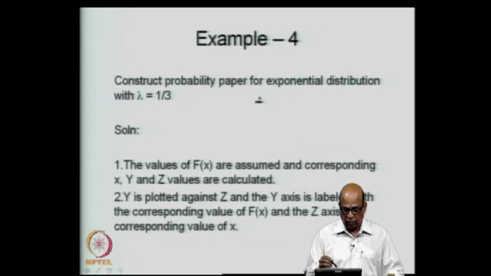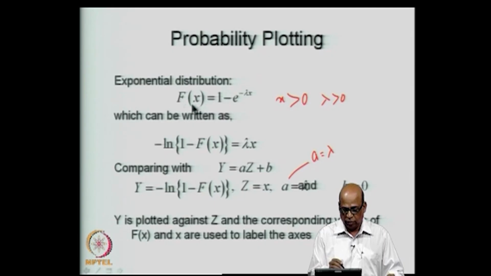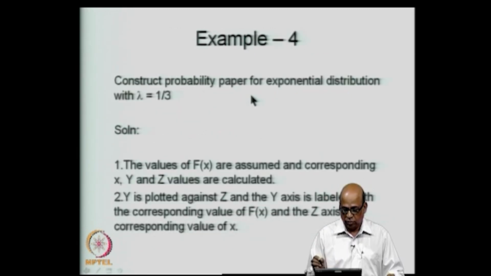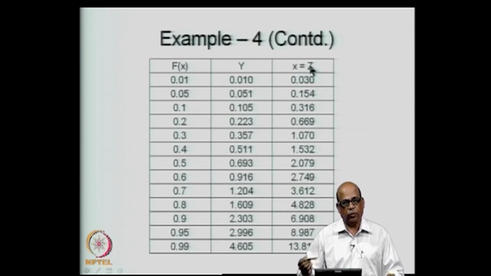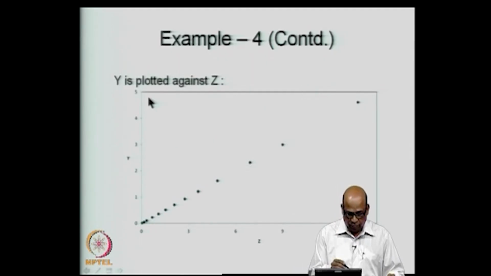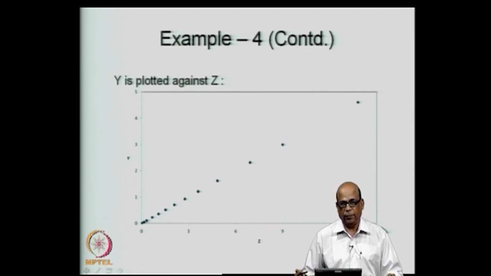The way to get x from f of x is simply by using this. F of x you are fixing, therefore, lambda is known, in this particular case it is 1 by 3, the example that I am solving. So, lambda is known, therefore, you can get x, that is how you get x and that is equal to z itself. So, you tabulate f of x, y and z. Now, we plot y versus z now. So, we plot y here on the y axis and z here on the z axis, this is the arithmetic scale.